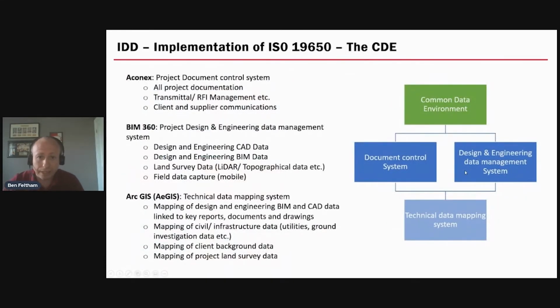So I want to touch on the common data environment. Currently I am of the opinion there's not one system that does it all, particularly in the infrastructure world that I deal with. Linear assets are a big piece. Primarily our two systems that we used on this project were BIM 360 and Aecon. We ultimately used BIM 360, and I'll touch on the structure in a minute, to manage our digital information.